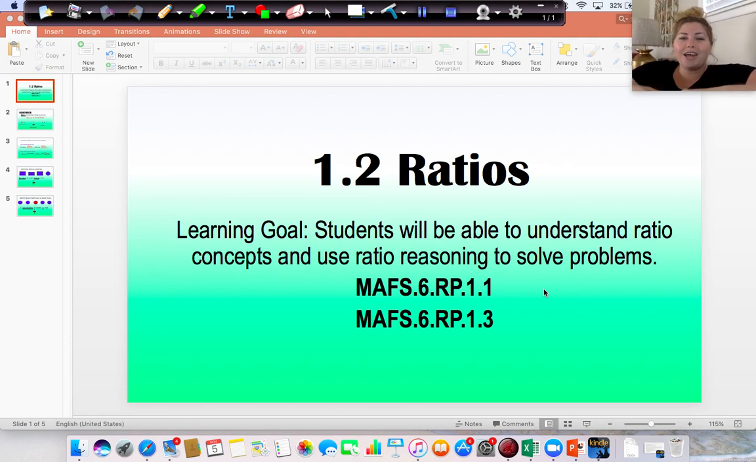All right, so let's go ahead and get started today. We are doing Chapter 1, Lesson 2 on ratios. Students will be able to understand ratio concepts and use ratio reasoning to solve problems. These are the two standards that we'll be covering in the lesson today. Make sure to write down absolutely everything that is typed or written on this video, and pause this video at any time that you need to slow things down.